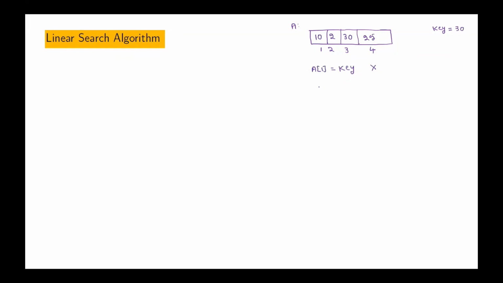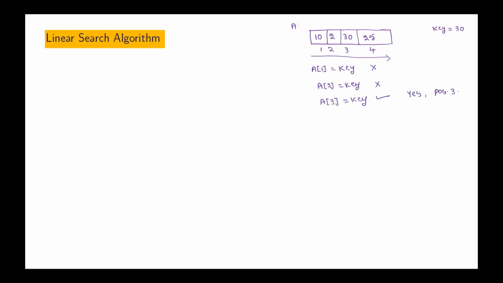we continue to compare with the second. That means we keep comparing elements from left to right: A of 2 with the key. It is not true. Then we compare A of 3 with the key. It is true, so we stop and say that the element is present. If we want, we can even return the position also. The position is 3. The element is present at position 3.